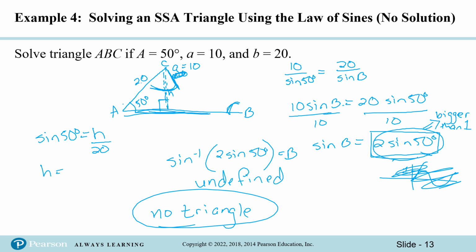And H is equal to 20 sine of 50. And if you do that, you get approximately 15.3, which is bigger than 10, right? So this is 15.3, and this is only 10, so it never actually can touch this side right here. So three different ways you can check. Long story short, no triangle.